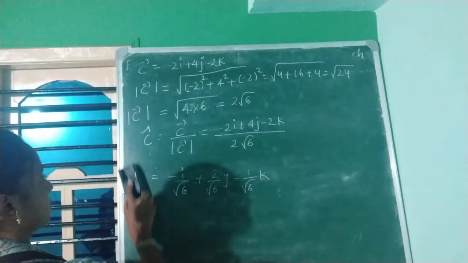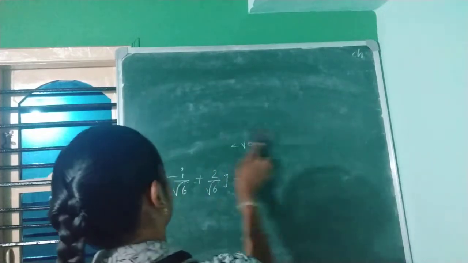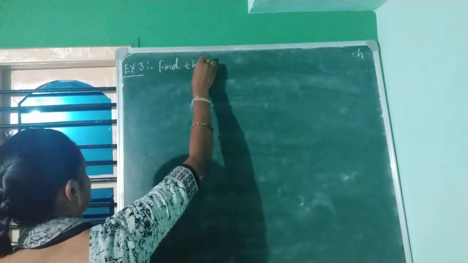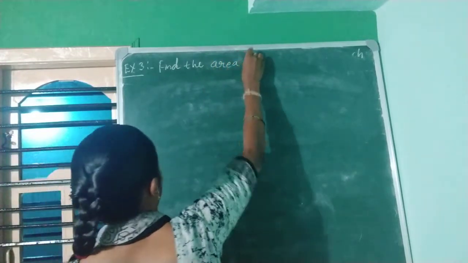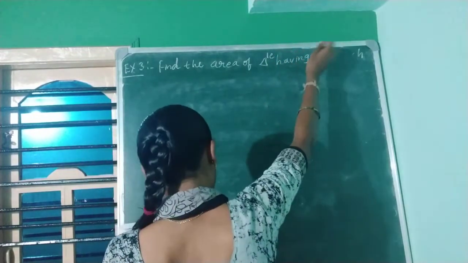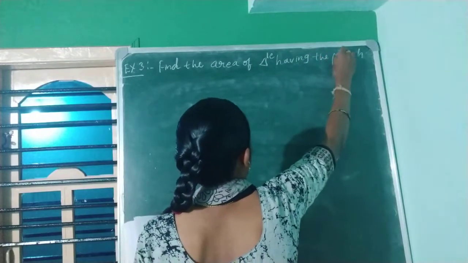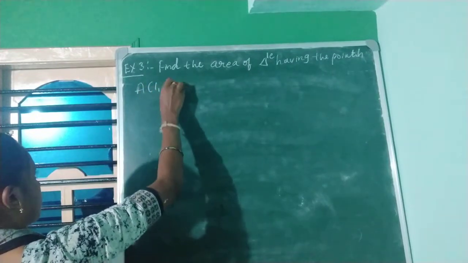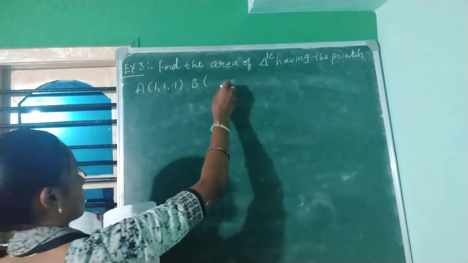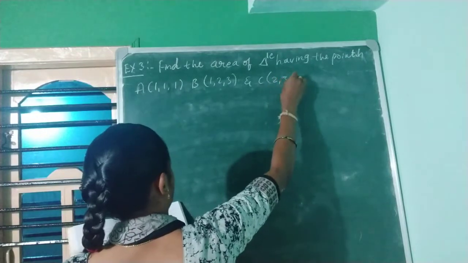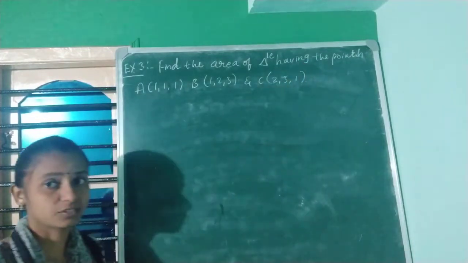Find the area of a triangle. Example 3: find the area of the triangle having the points A of 1, 1, 1, B of 1, 2, 3 and C of 2, 3, 1 as its vertices.